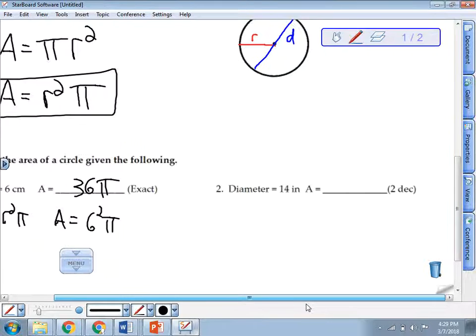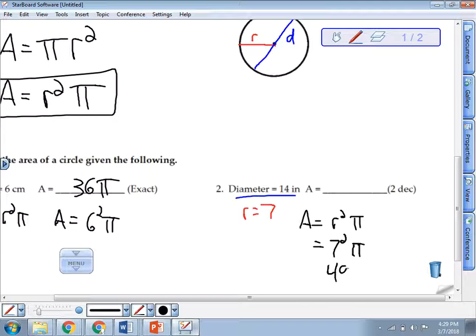Now, if they want it as a decimal, well, the diameter is 14. So diameter is 14. Well, that means that the radius is half that. So radius is 7. So here's our formula: area equals radius squared times pi. So area equals 7 squared times pi. So that's going to be 49 pi, but they want a decimal this time. So you type it in your calculator, you should get 153.94. So you guys have done those before.